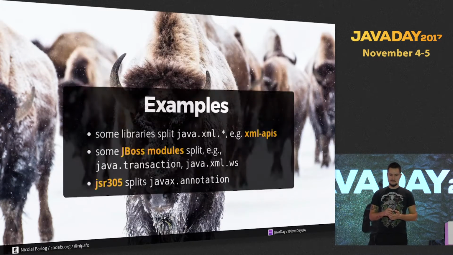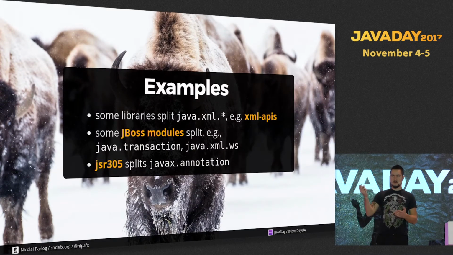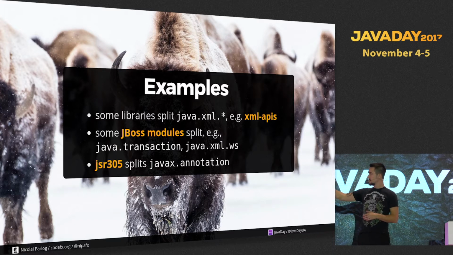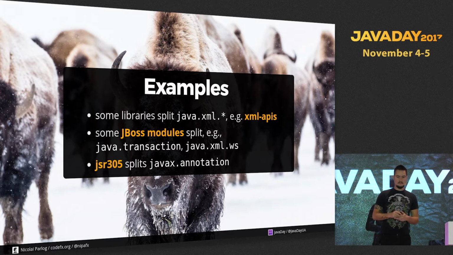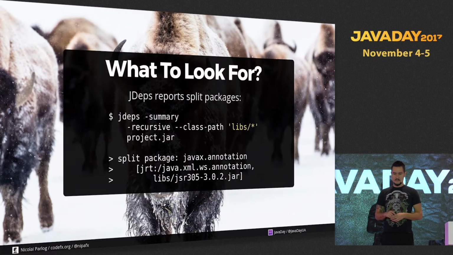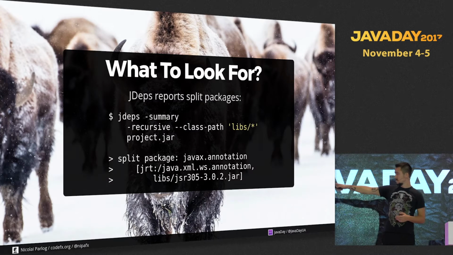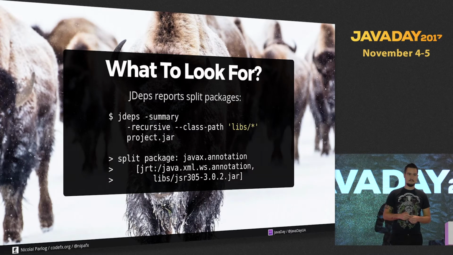Maybe this went wrong. So some examples, why would anybody split packages? A lot of examples are, for example, the JBoss modules. Then you can find some like XML APIs, which split a Java XML package. And the most problematic case is JSR 305, as we'll see later. It splits the javax.annotation package. JDeps reports these as well, so if you're looking for them, just run JDeps, and it will report split packages like so.